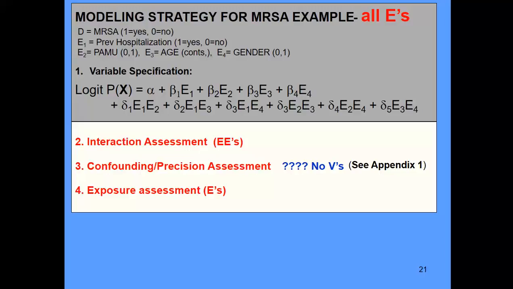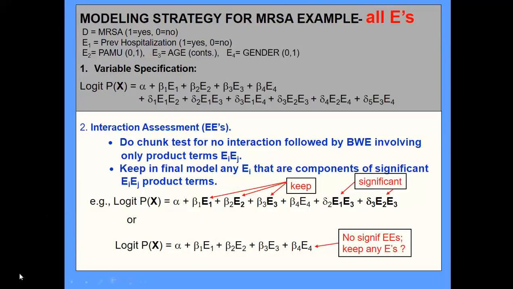Once you carry through that situation, you're done with the interaction stage. That's what I'm saying: do the chunk test for no interaction, followed by the backward elimination involving only product terms, and then keep in the final model, after you do this interaction assessment, any single E term that's a component of a significant product term. You follow that? That's part of what we've been talking about so far.